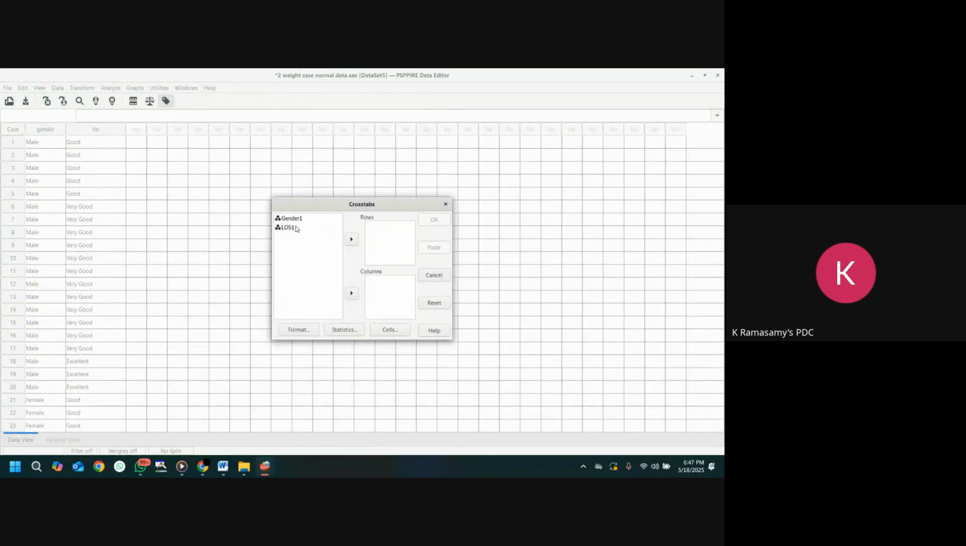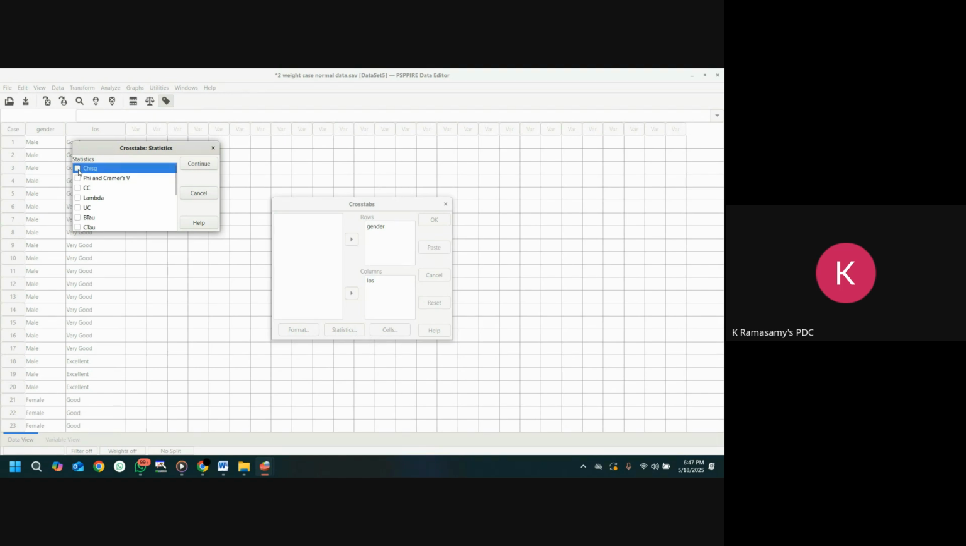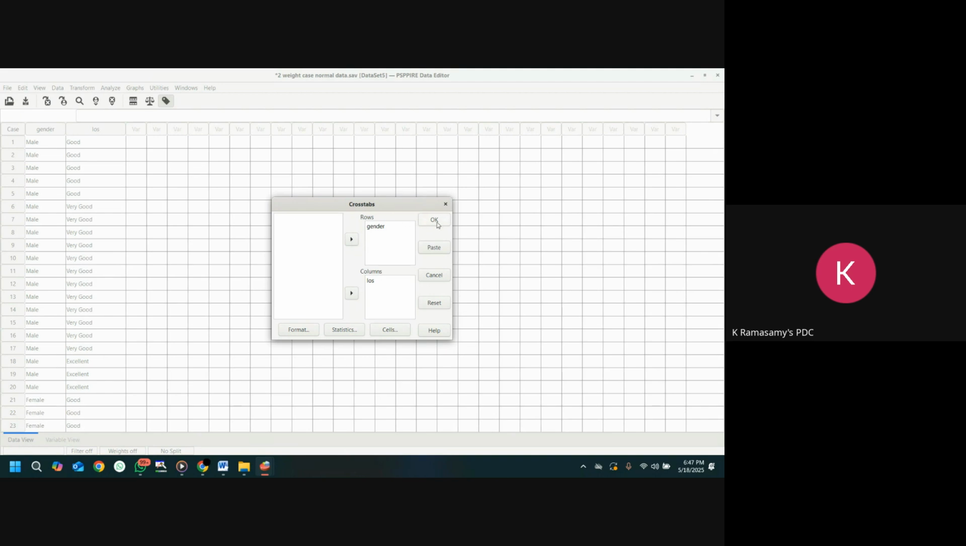Okay, what are the two variables? Gender and the level of satisfaction. So gender, send it to rows, level of satisfaction, send it to columns. After sending one variable to row, one variable to column, in fact, you are creating a cross table. That's it. Now, what statistics do you need? You need chi-square. Just click on Statistics. Click chi-square, if it's not selected already. Now, apart from chi-square, you can click phi and Cramer's V. Just click it and then click Continue. Fine. Now, click OK.